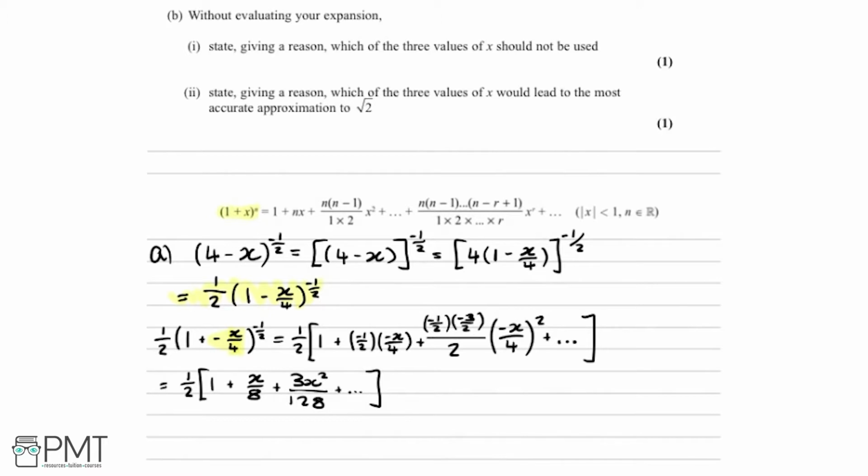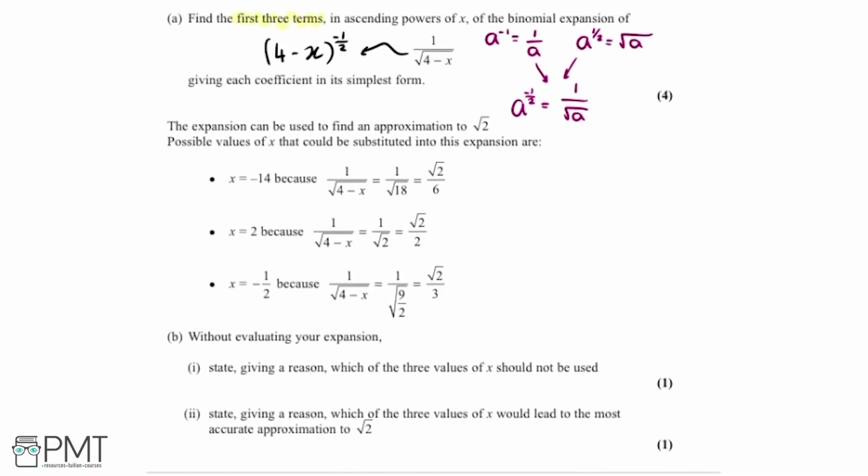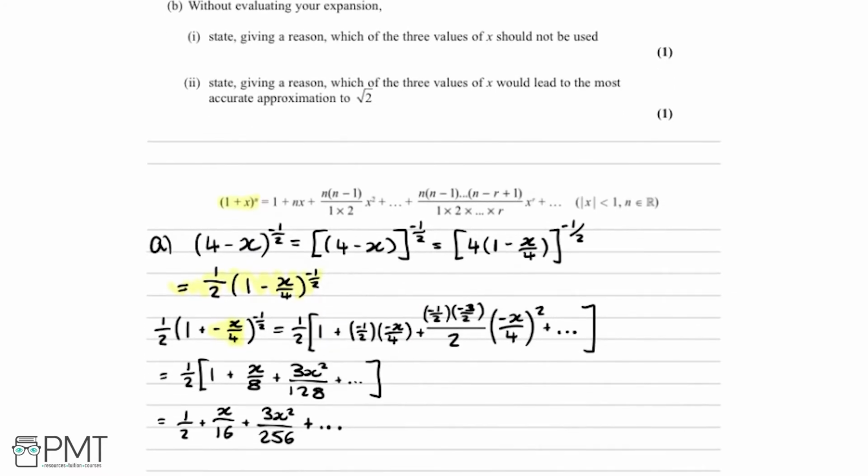So lastly, I'm just going to multiply through the half. So we're going to have a half plus x over 16 plus 3x squared over 128 times 2, which is 256. Fantastic. And looking back up at the question, it says we need to give each coefficient in its simplest form. And looking down here, we can actually check this, but all these coefficients are already in the simplest form. So this right here is our answer.